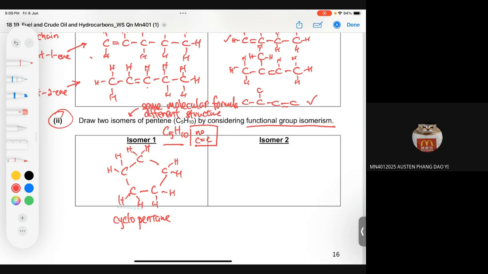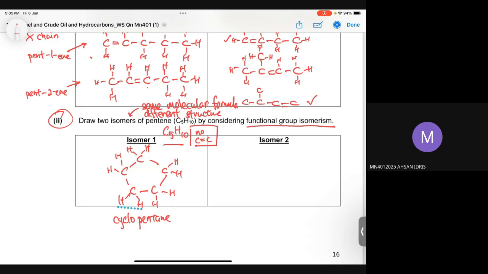Asan, anyone want to help Asan? Oh, Asan, you want to say something? Come, say. No, I have no idea. Then next one, Joachim, come. I still don't know. You make it like a rectangle or something.